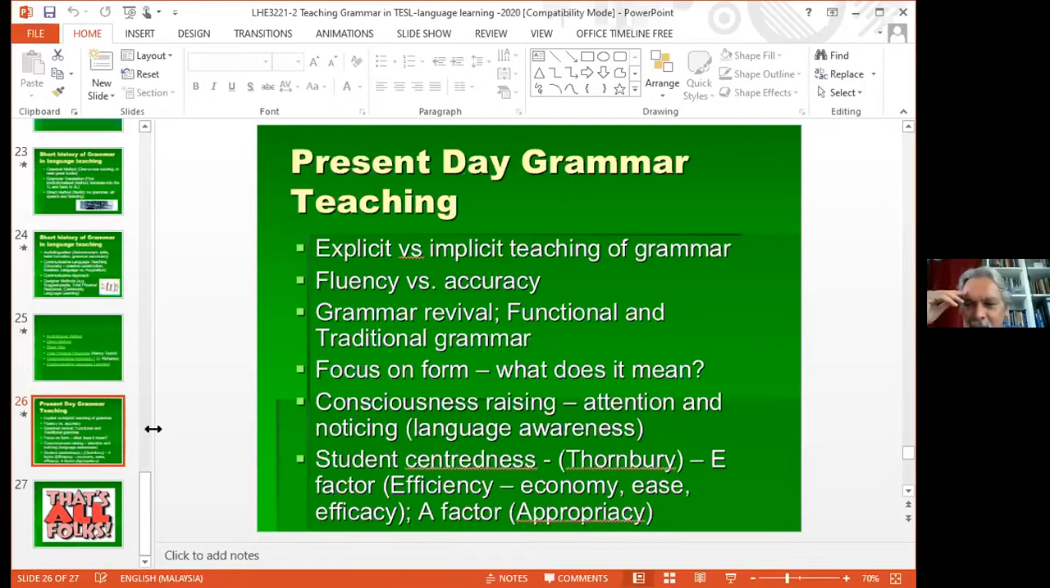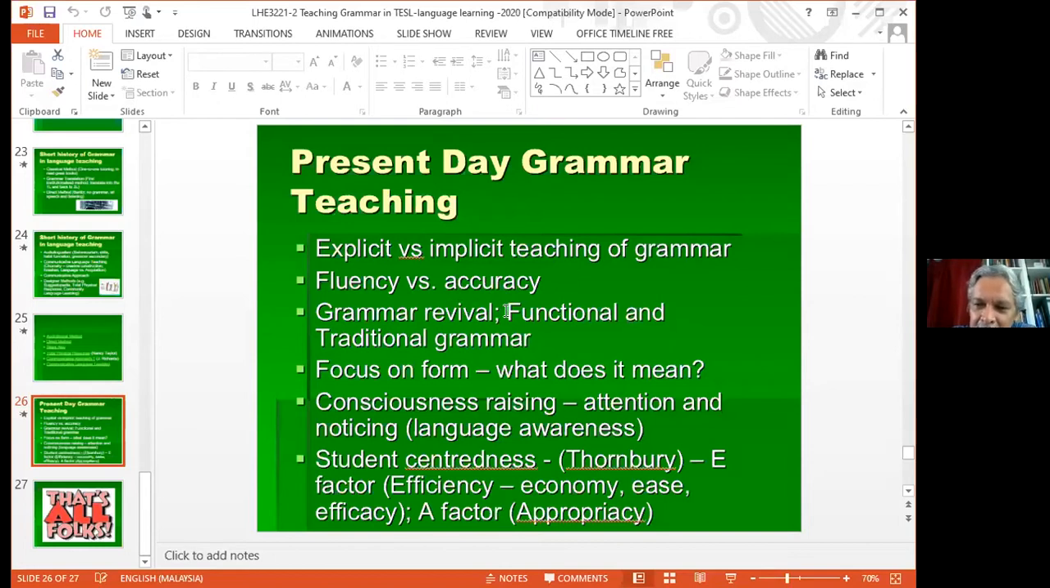Fluency versus accuracy, they're all related, because what do you want to do? Are you more concerned about fluency, where you can speak very fluently, but maybe you make some grammar mistakes, or are you more concerned about accuracy, where you may not be as fluent, but you speak with very little grammar mistakes, or you write maybe with very little grammar mistakes. Okay, but as I mentioned earlier, there seems to be some form of a grammar revival.